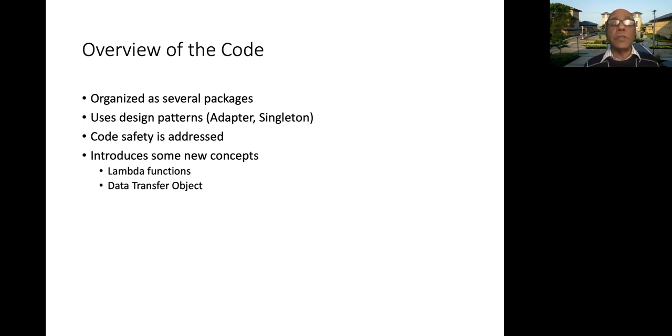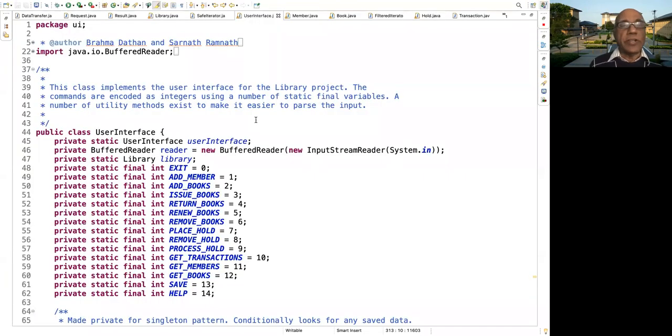Now, let us get a sense of all the classes, just get a brief look at all the classes, and then see how we do some basic operations like adding members and adding books. I have here all the classes in the library system opened.